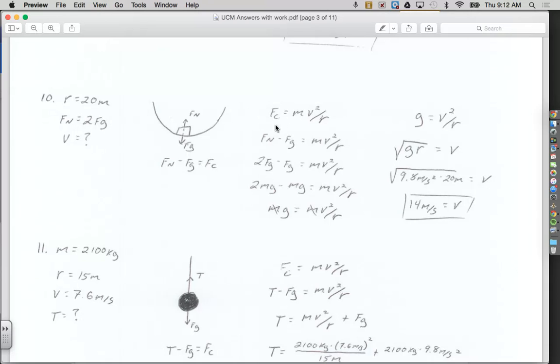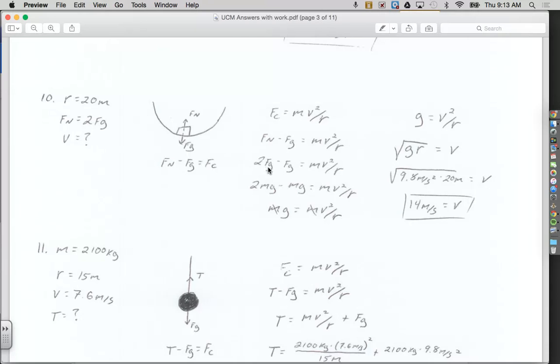Well, I'm going to use centripetal force equals mv squared over r, because v is what I'm looking for, so I better have it in my equation. I know my centripetal force is normal minus gravity, so I'm going to plug that in. Normal minus gravity equals mv squared over r. I don't know what the normal force is exactly, but I know it's 2 times my force of gravity, so I'm going to plug that in. I'm experiencing 2 g's of force. So 2 times force of gravity minus force of gravity still is mv squared over r, because all this stuff over here is just centripetal force.